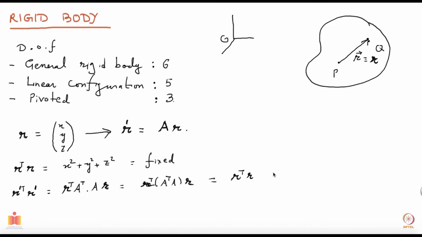Which means that A transpose A has to be the identity matrix. So that's the condition which we have found by asking that the distance between these 2 points, the points P and Q, should not change. It says one property of this matrix A, that A transpose A should be identity. And such matrices are called orthogonal matrices, which means matrix A is orthogonal.